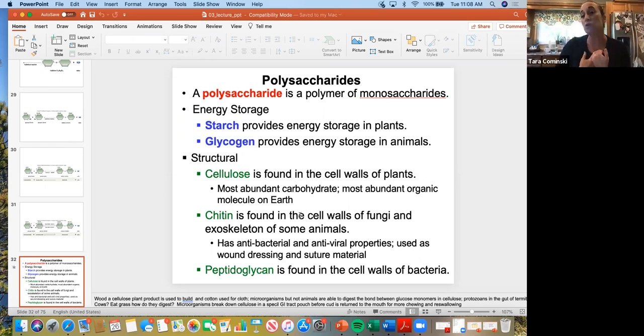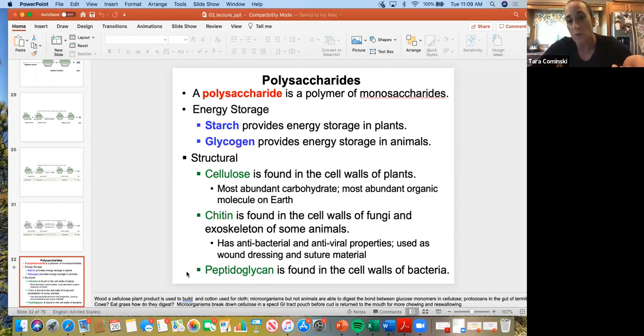So again, same thing. It's made up of glucose. So if your blood sugar levels drop, there's going to be hormones that are sent out that would then trigger your body to break down glycogen, so that then there's more glucose available. So it's again just a storage molecule.